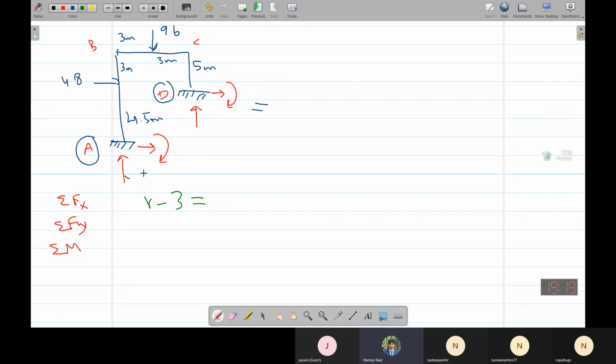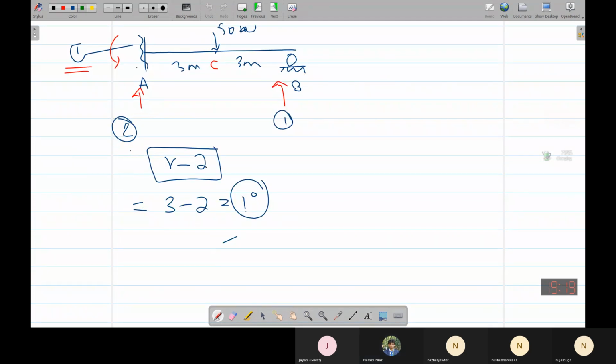So we have 6 directions: 1, 2, 3, 4, 5, 6. 6 directions in total. 6 minus 3 is equal to 3. So our frame is indeterminate to the 3rd degree, or the degree of indeterminacy for this frame is 3. Okay?